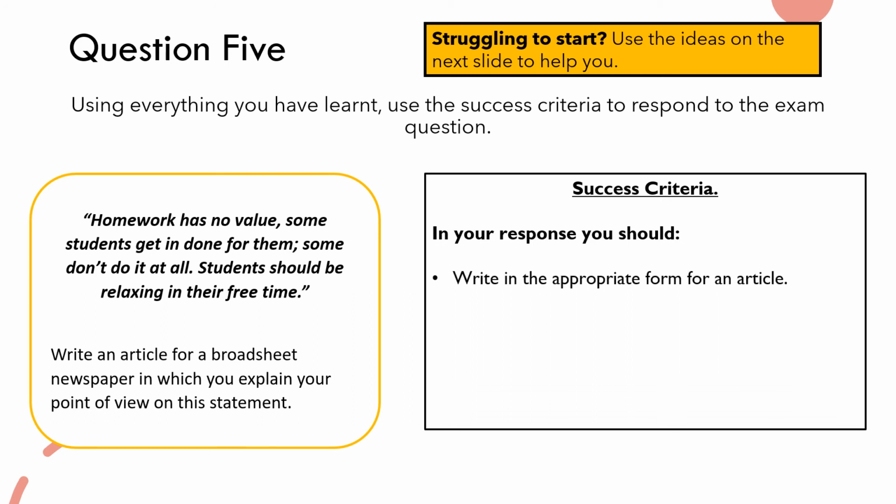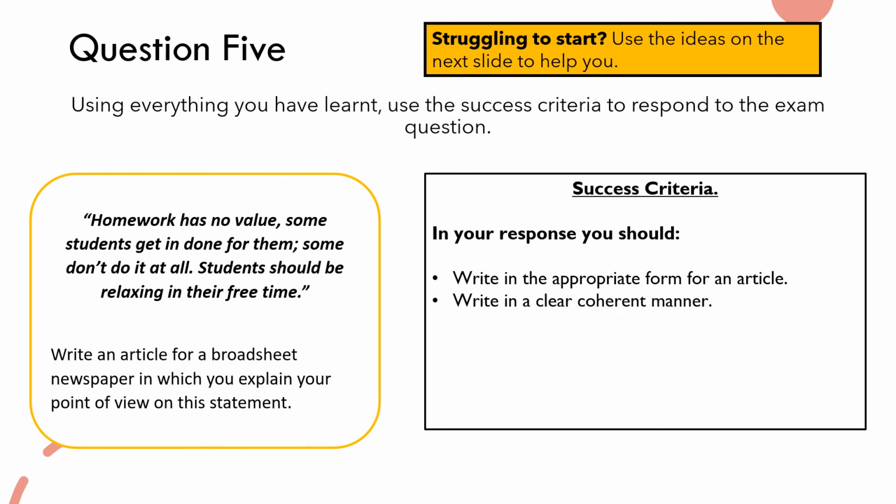write in the appropriate form for an article. So if you remember the feedback we just talked about for that example, you need to make sure that there's a headline and a subheading. Now the headline doesn't have to be the most catchy thing in the world, as long as you're showing the examiner that you know that this is the kind of form that you need to present your writing in.